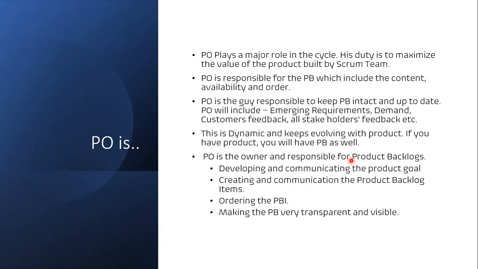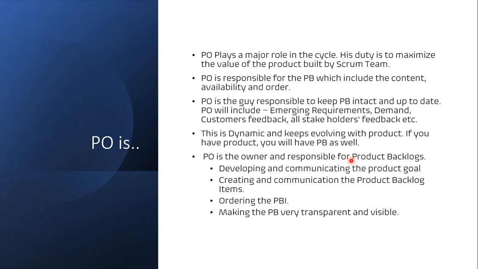PO is responsible for the product backlog, which includes the content, the availability, and the ordering of the backlog items. The product owner is responsible for keeping the product backlog updated and intact, and he has to make sure that the customers' feedback, the stakeholders' feedback, and emerging requirements are all covered properly and included in the product backlog. The product backlog is a dynamic list which keeps evolving. We have already discussed this, and this dynamic nature is very much managed by the product owner. If he misses it, it's going to be a disaster.